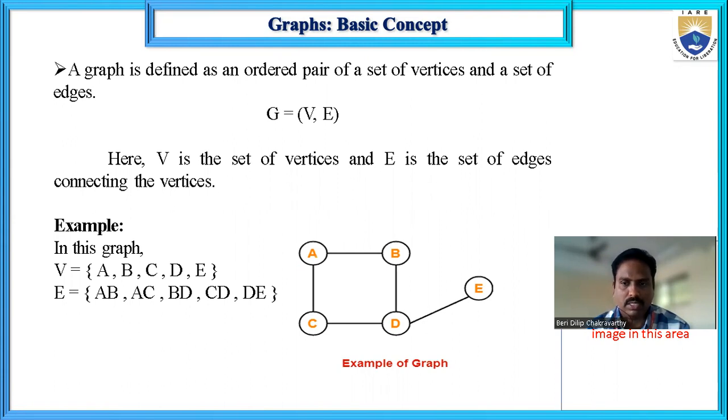If we observe this graph, it consists of five vertices A, B, C, D, E, and the edges are AB, AC, CB, DC, DD. These are undirected graphs. We don't have any directions, so we say it is an undirected graph.